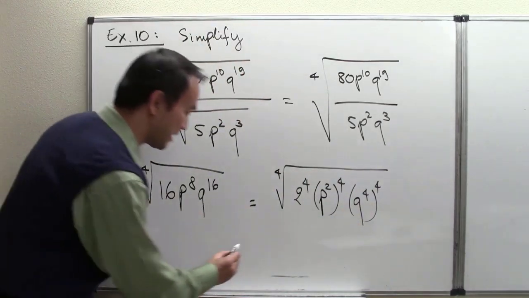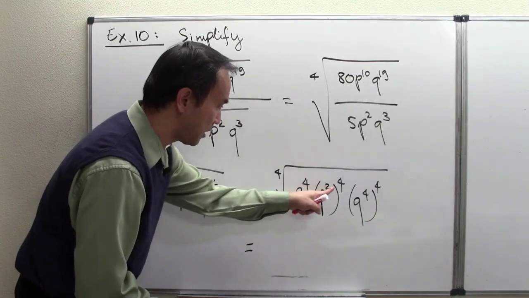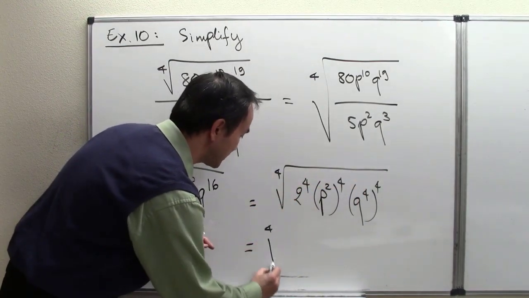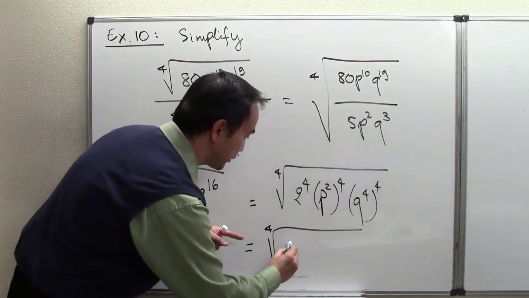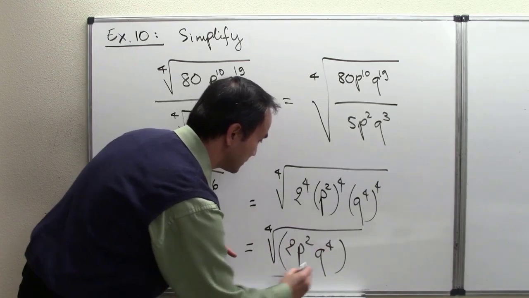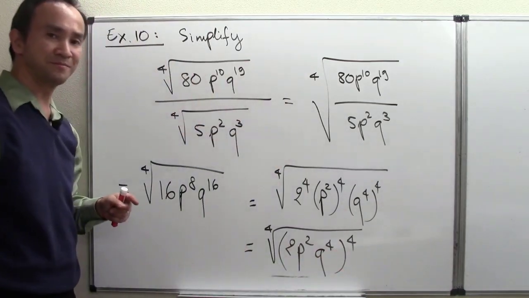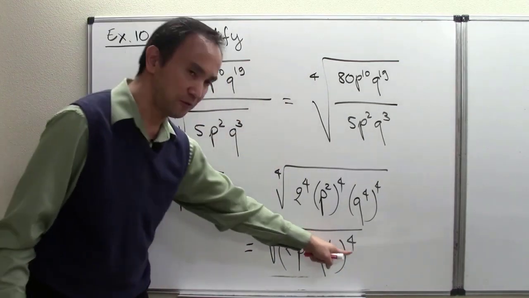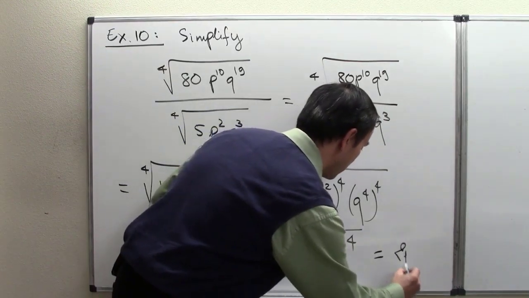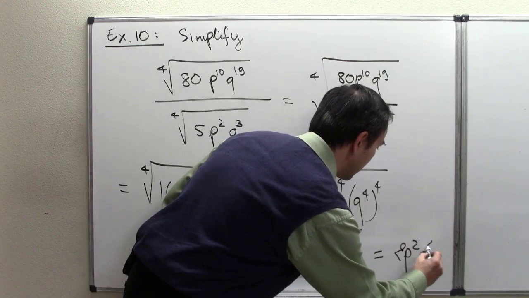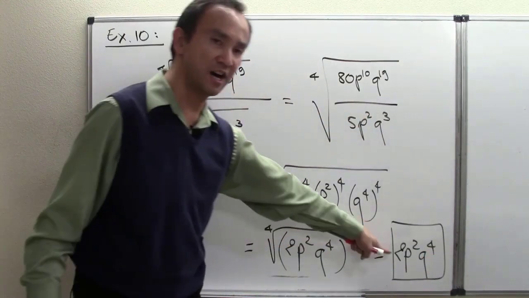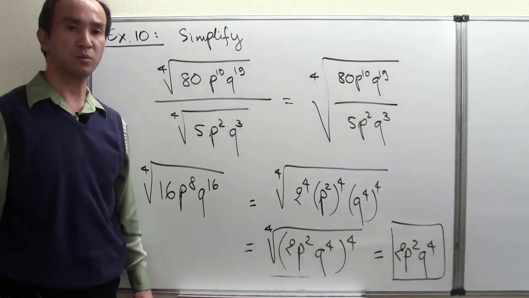Okay. And now I'm going to combine all of these power 4 into one power 4. So fourth root of 2 p squared q to the 4th power. And so now fourth root of a 4th power expression, that will come out 2 p squared q to the 4th. And that is now completely free from the roots, and we are done simplifying the expression.